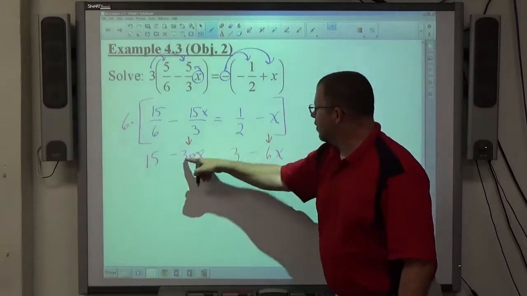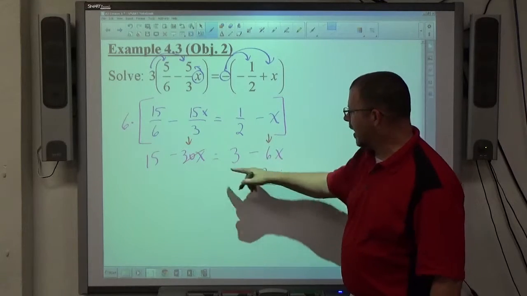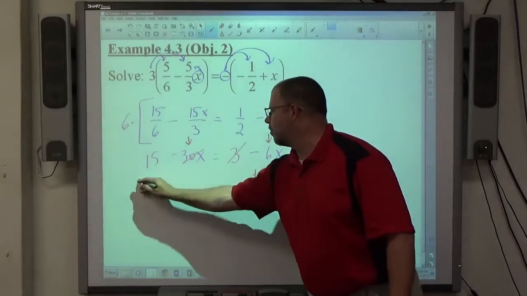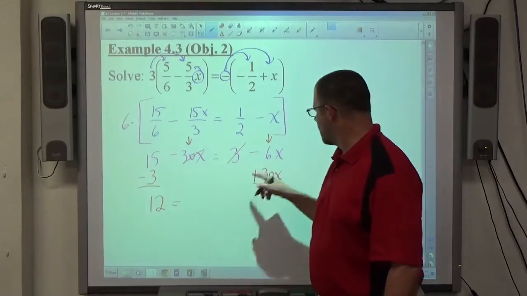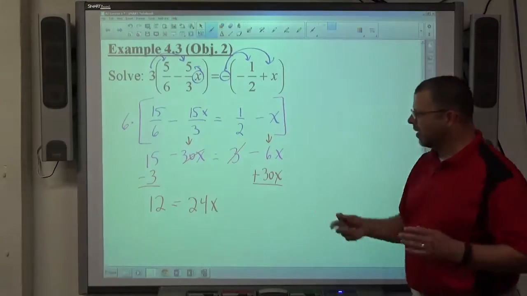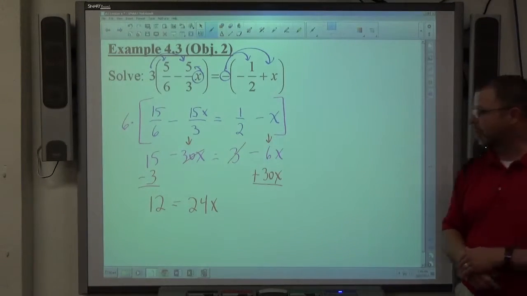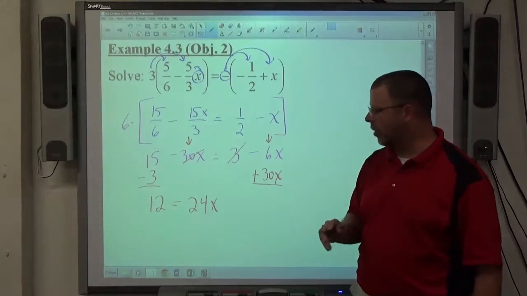Alright, so when I move the negative 30x across, it becomes positive 30x. Because I made the decision to put variables on the right-hand side of the equal sign, I'm going to take the 3 and move it over here to the left-hand side. 15 minus 3 is 12. Negative 6 plus 30 is 24x. In both cases, I'll subtract because the signs were different. In both cases, the positive number was bigger, so we end up with a positive result.